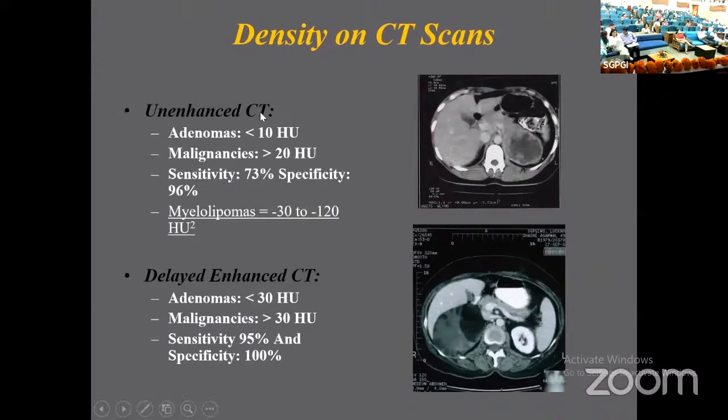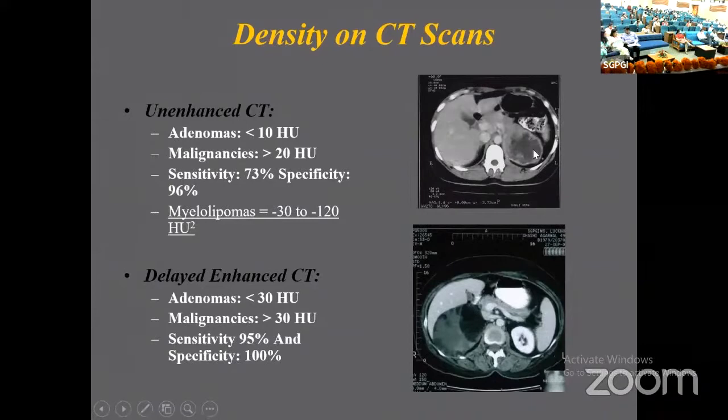So unenhanced values are calculated as well as delayed enhanced. In malignancies, if the delayed enhanced CT value is more than 30 or unenhanced CT is more than 20, then it is suggestive of malignancy. And there is a sensitivity of 95%, but specificity of 100%.